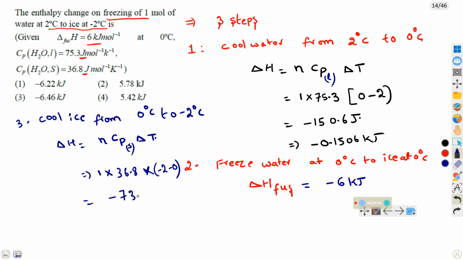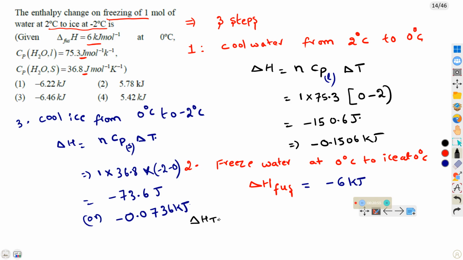Minus 73.6 joules, or converted to kilojoules, minus 0.0736 kilojoules. Now what is the question? Enthalpy change. Total enthalpy change.